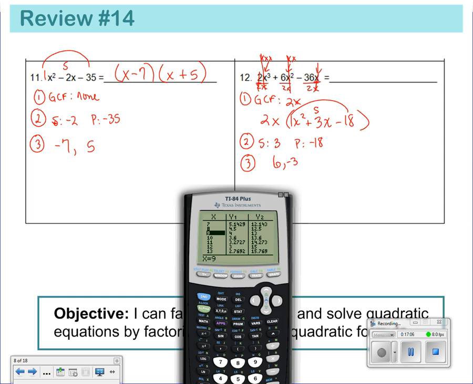So now we rewrite it. Don't forget your GCF is 2x. Must have that, and then we put x's, and we have a plus 6 and a minus 3.